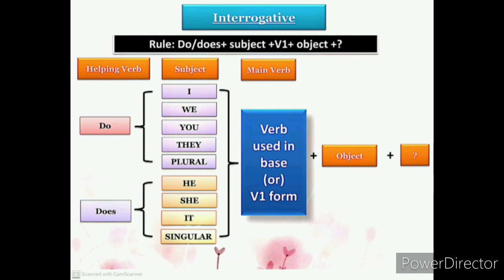Now come to the next, interrogative. So the rule of interrogative sentence is do or does plus subject plus V1 plus object plus question mark. So you can see the helping verb is used in the beginning. Do is used with I, we, you, they and plural subject. After that the main verb first form is used and then object and then question mark. And does is used with he, she, it and singular subject. And with that we use verb first form plus object plus question mark.